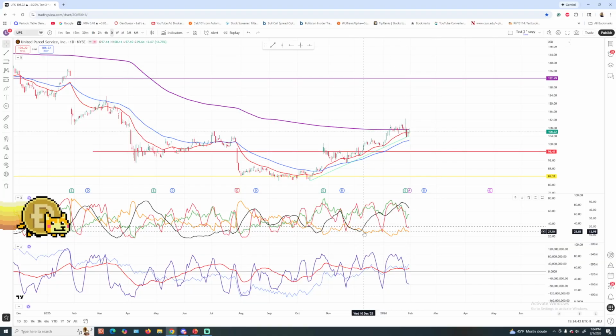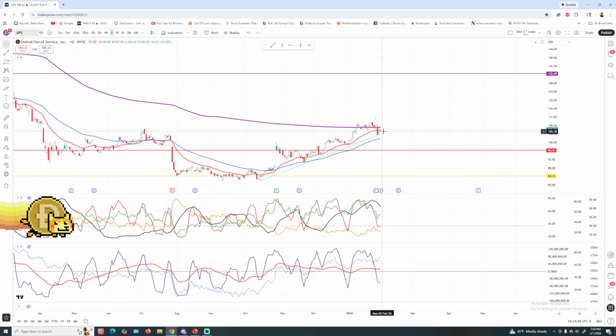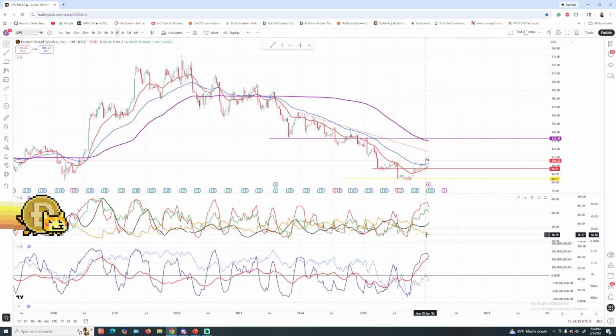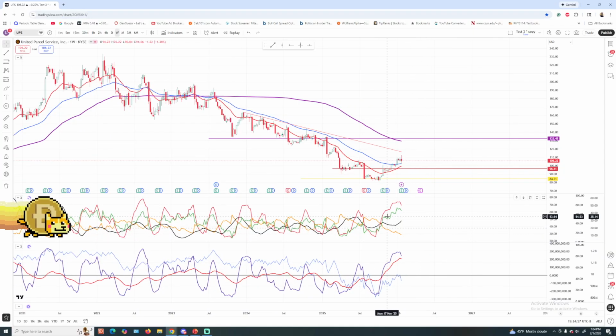Also, the number of sellers right now is super good. There's no one selling it. We have a bit of a dip. It's holding the 20-day moving average on the daily. Look at the weekly, dude. Look at those sellers. No one's selling it. Just the level of sellers.